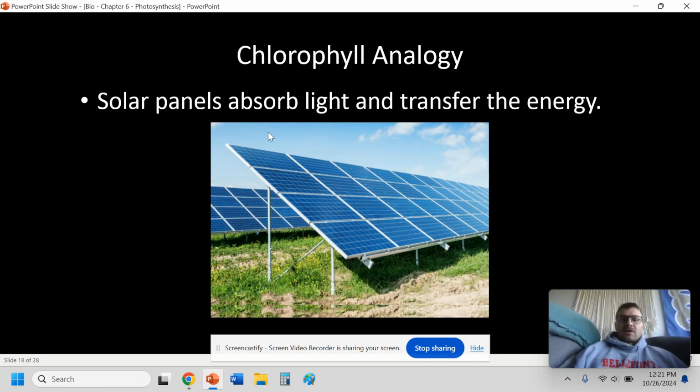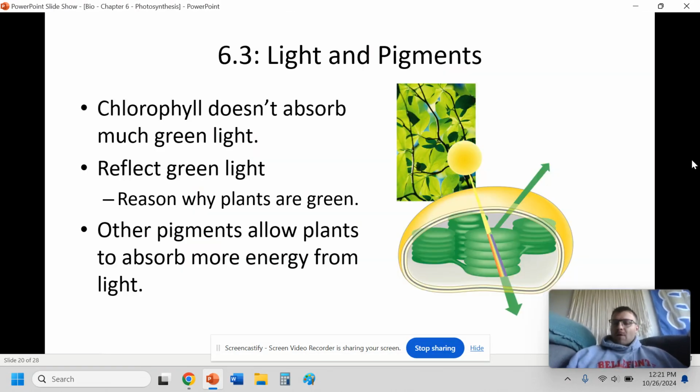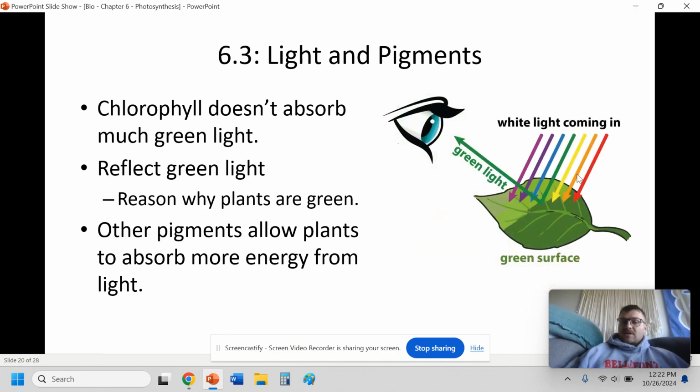I make the analogy that chlorophyll is like a solar panel. It's going to absorb the light and then transfer it to other things. And in class, I like to show the Billy Madison clip, but I won't show it here because I'll probably get copyrighted by YouTube. So again, chlorophyll doesn't absorb much green light. It reflects green light. That's why plants appear green. And there are some scientific reasons why it doesn't absorb green, but just remember that plants absorb everything else but green and reflect it, and that's why we see plants as being green. You can see it's absorbing the other wavelengths, and this is why plants appear green.